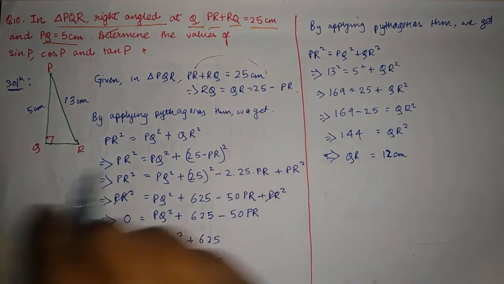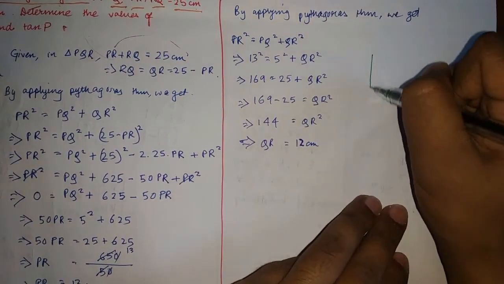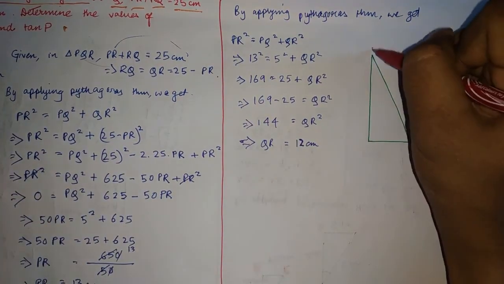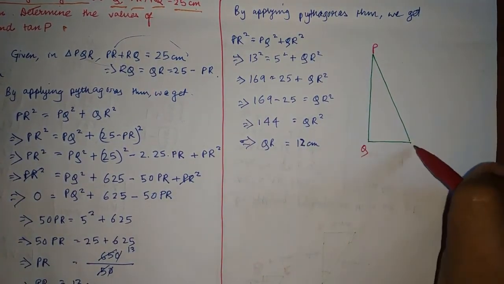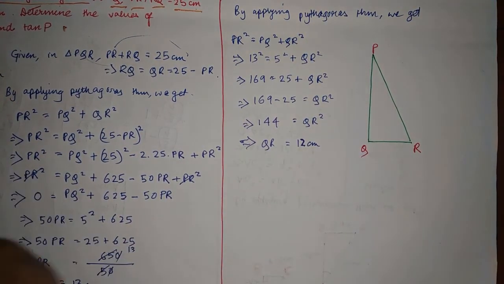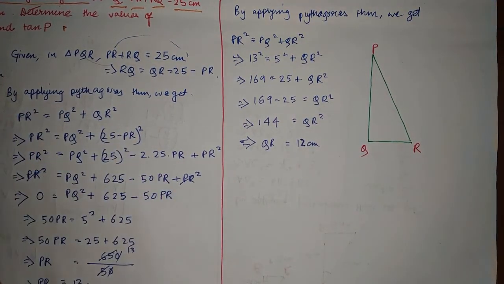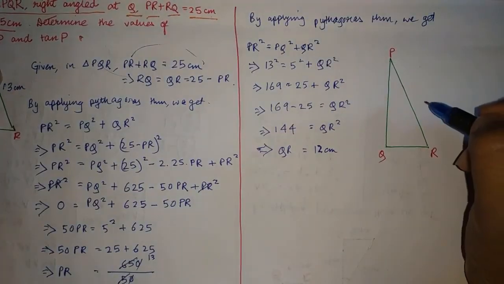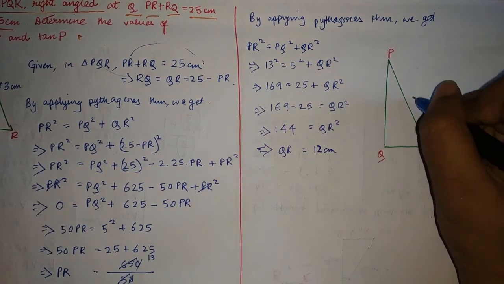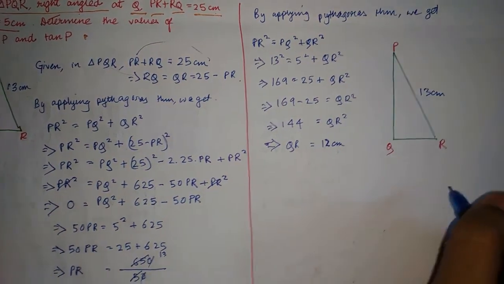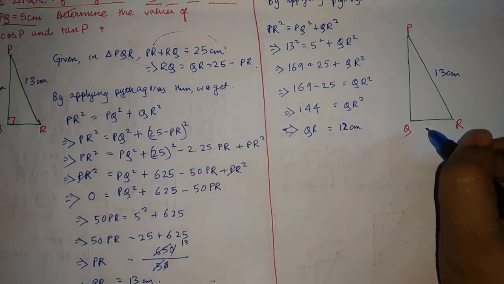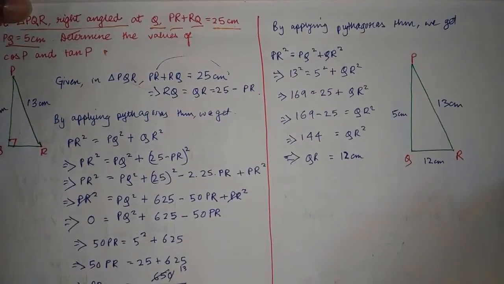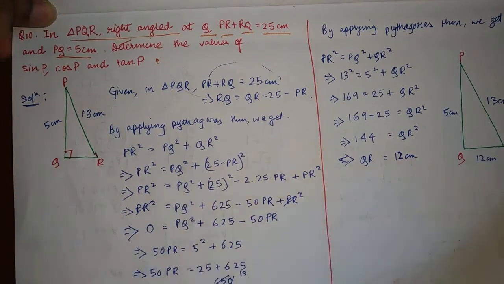So this is your triangle finally. This is your right angle triangle PQR, and you found the value of PQ, PR and QR by the information given in the question. The value of PR is 13 centimeter, and the value of QR that you found is 12 centimeter, and PQ was given as 5 centimeter. Now you need to find the value of sin P, cos P and tan P.